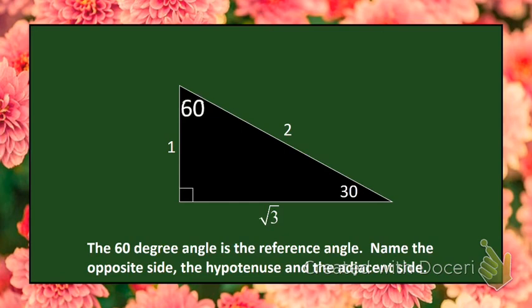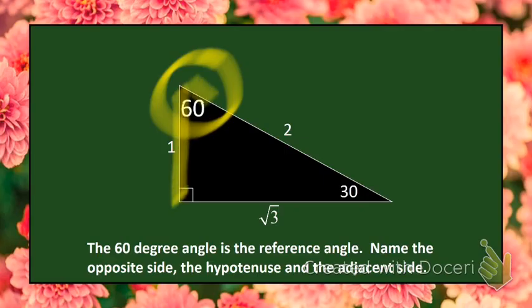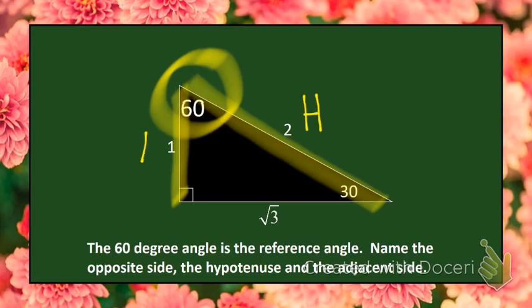In this example, they say that the 60-degree angle is the reference angle. So I circle the 60-degree angle. I highlight the two sides that make up the 60-degree angle. The longer of the two sides will be the hypotenuse. The other side will be called the adjacent, and the remaining side will be the opposite.